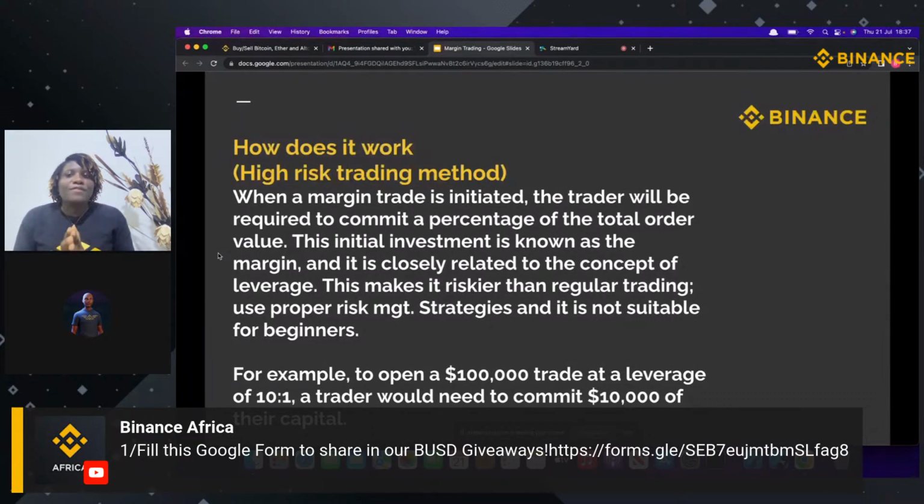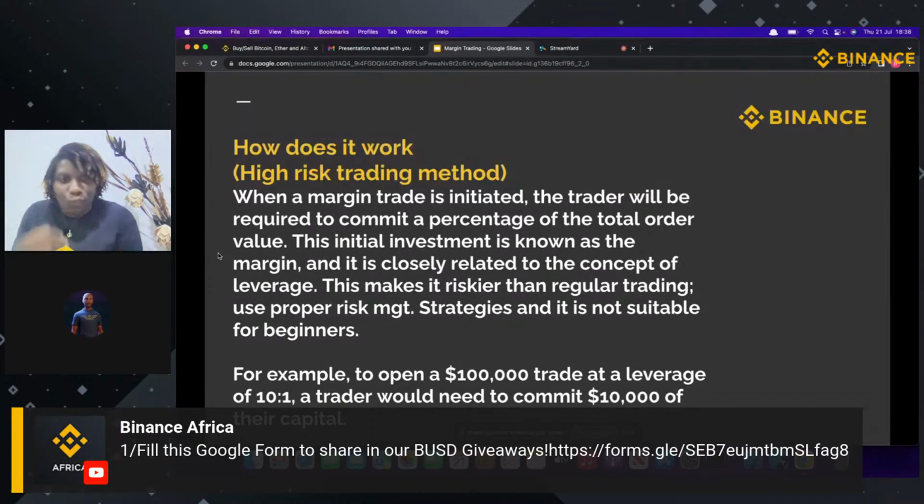So there's a total order value you are going to place anytime you initiate a margin trade, but you'll be required to provide a percentage of that total commitment. And that initial investment is known as the margin. Juxtaposing the margin you're going to provide to the total worth of your margin trade position, that's where the concept of leverage comes in.